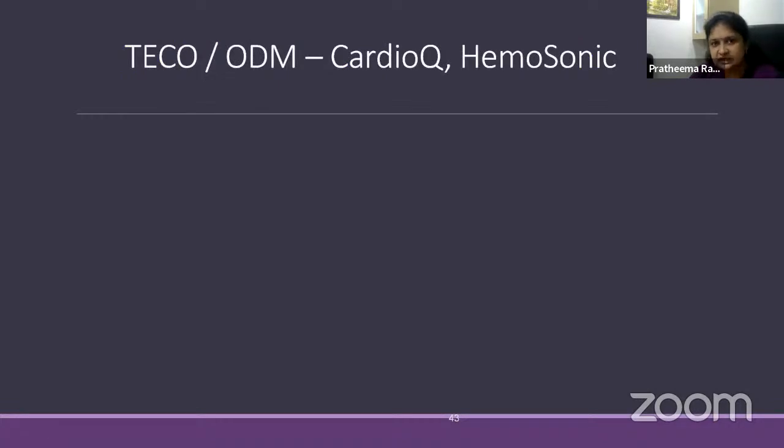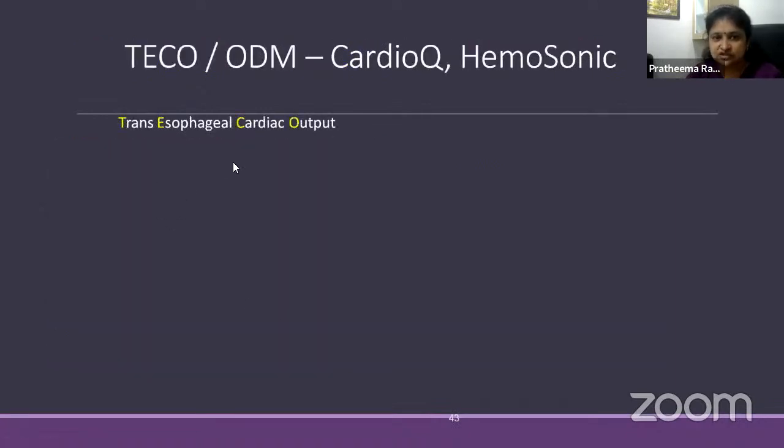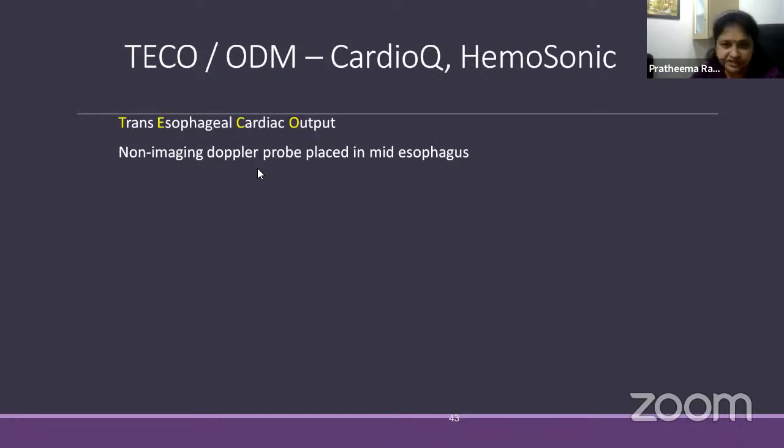So next is TICO. This is a transesophageal cardiac output monitor. This is ultrasonic, like the ultrasonic cardiac output monitor we saw previously. This is a transesophageal cardiac output monitor, and this is also non-imaging. So we are not going to see any images from the mid-esophagus. The probe is placed in the mid-esophagus.